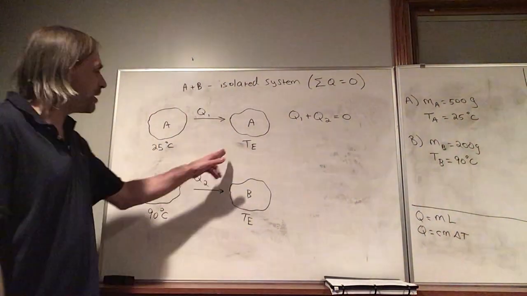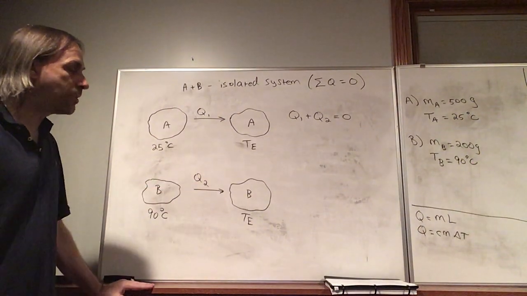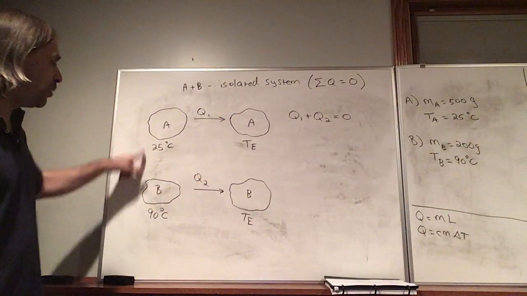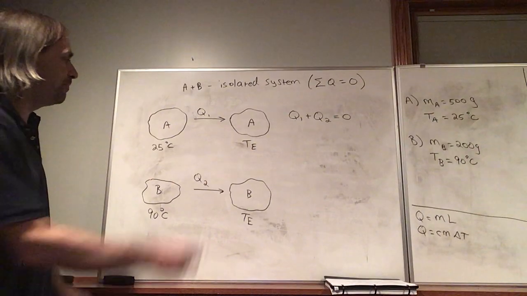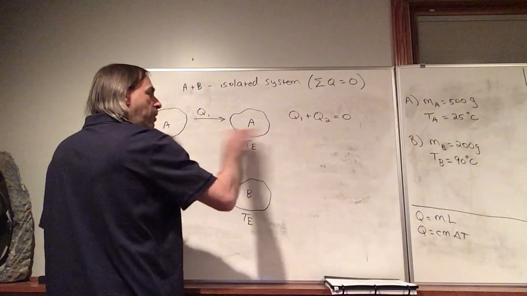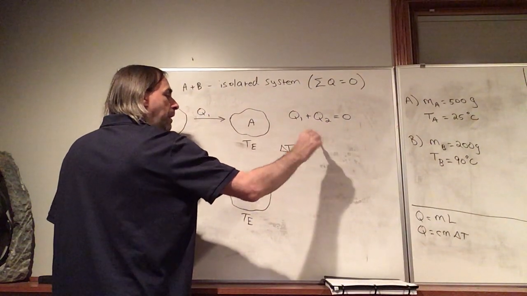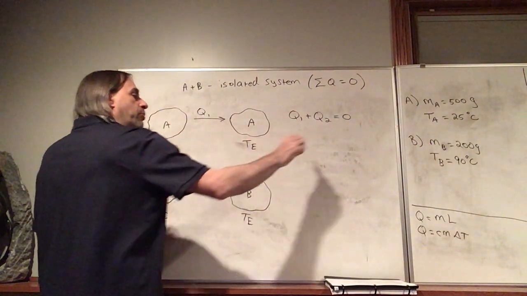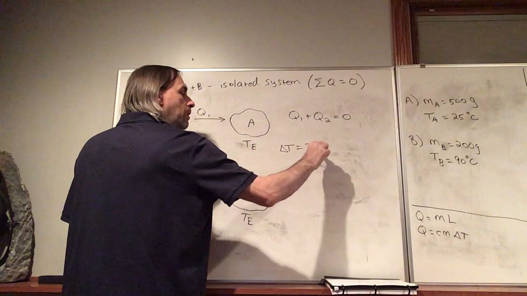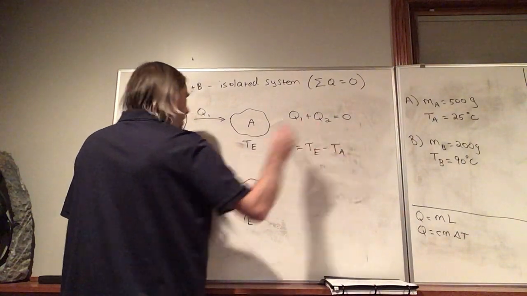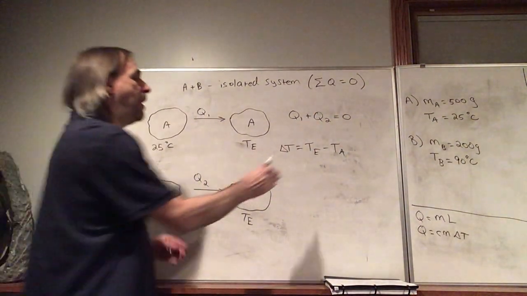So remember, the equilibrium temperature, we don't know what it's going to be, but it's going to be between 25 and 90. So if we look at delta T for A, just on top, delta T is a change in temperature. So we've got a final value minus its initial value, which was 25.